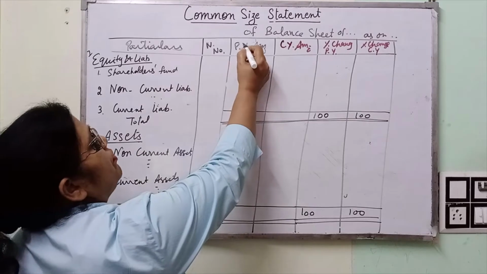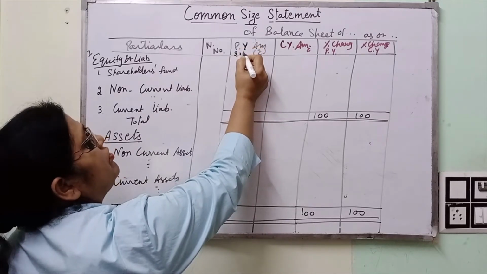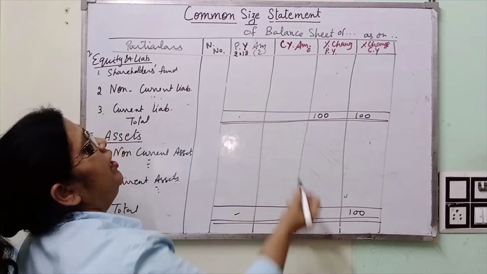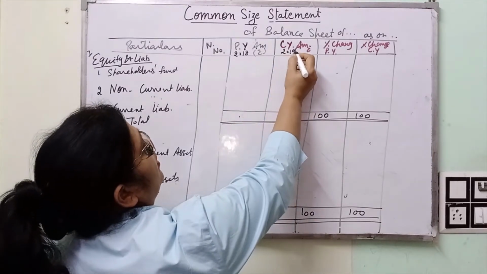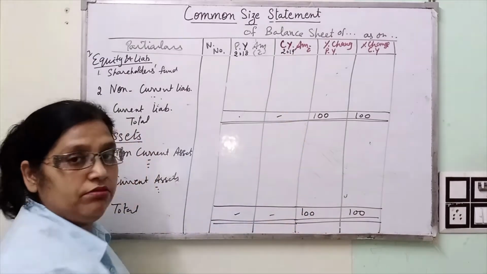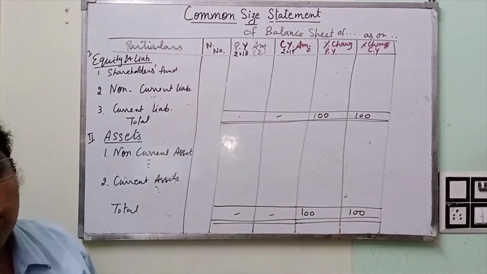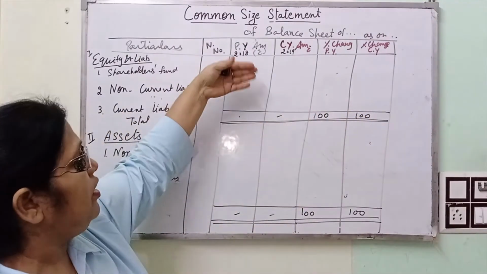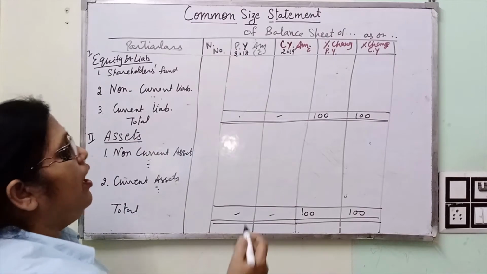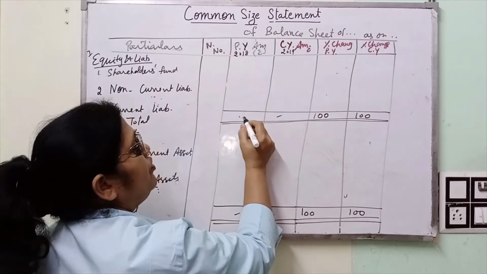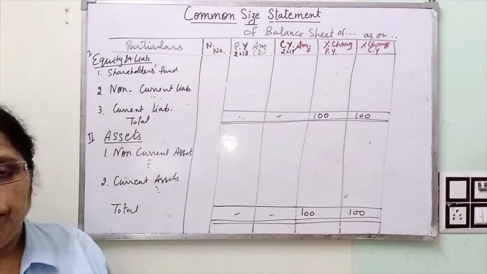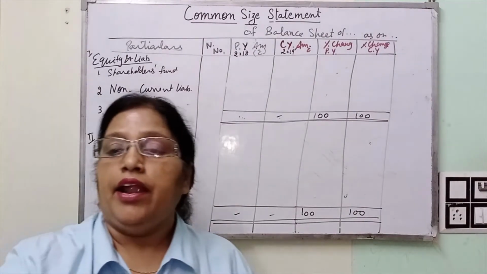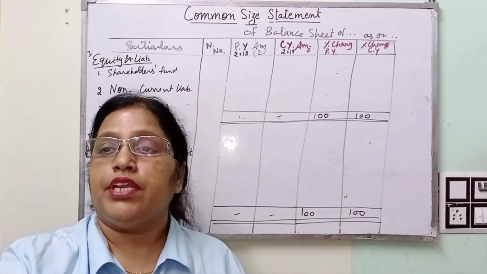Suppose we are talking about the previous year, 2018, then this amount must be equal to this amount. And if the current year is 2019, then again this amount will be equal to this amount. So the total of assets or liabilities is to be considered as 100%, and all the other items or variables are compared on the basis of this amount. Clear? Now we will do a practical question on it, and the question is on your screen.